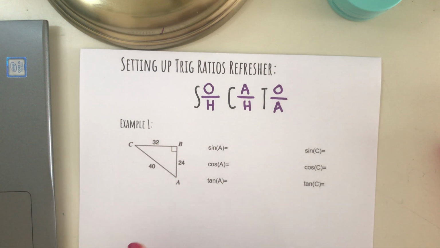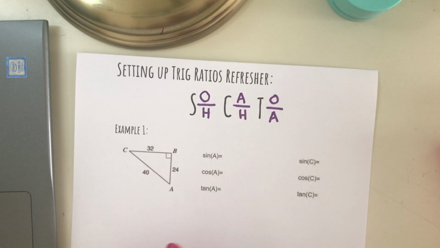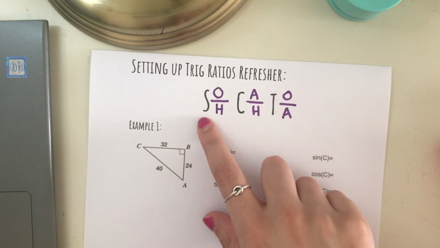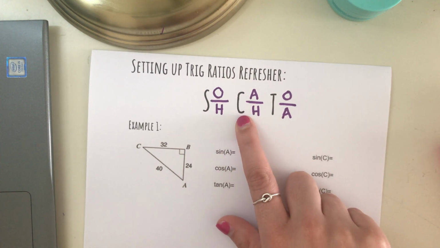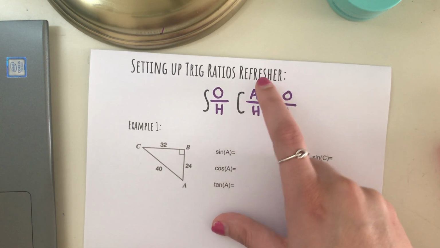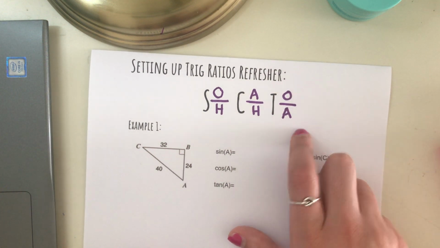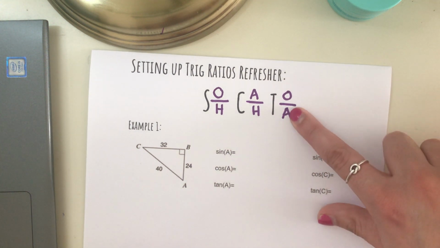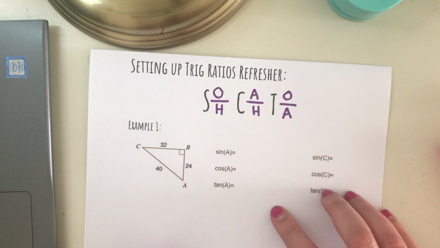In today's refresher lesson, what we're going to do is set up trig ratios. And if we remember, SOHCAHTOA tells us that sine is going to be opposite over hypotenuse. Cosine, the C, is adjacent over hypotenuse. And TOA is tan, means opposite over adjacent. So those are my three trig ratios that I'm going to use for this video.